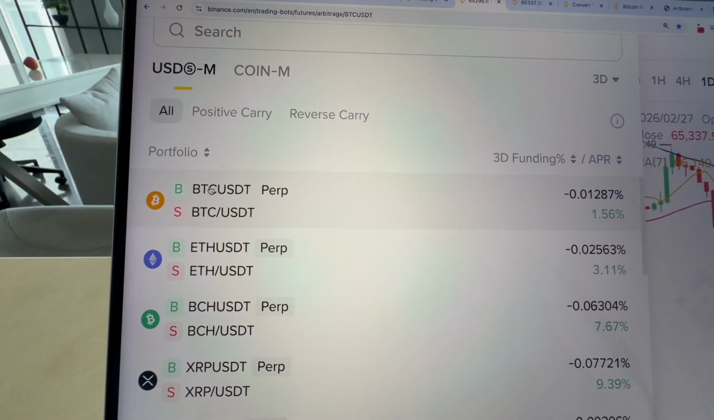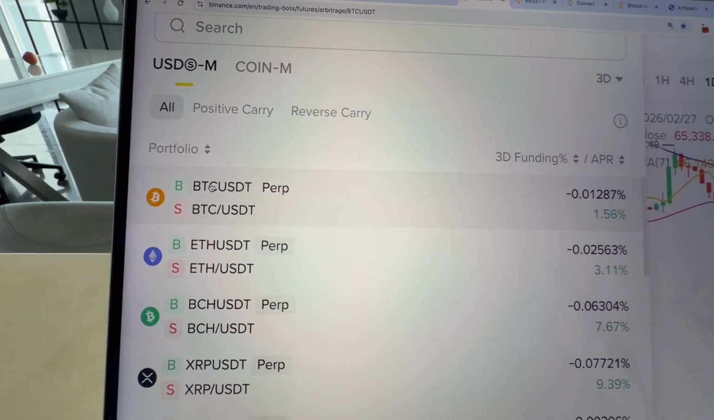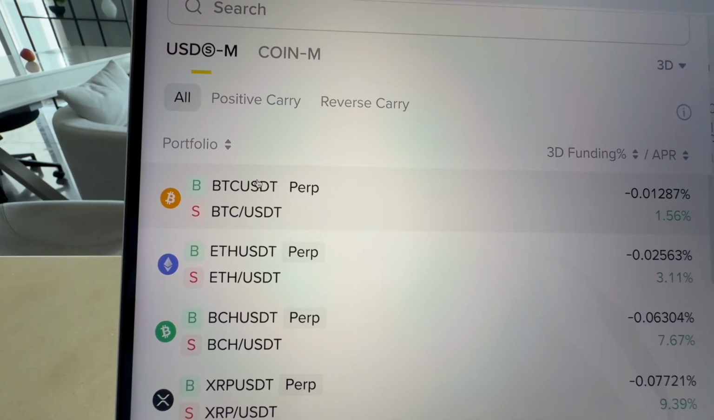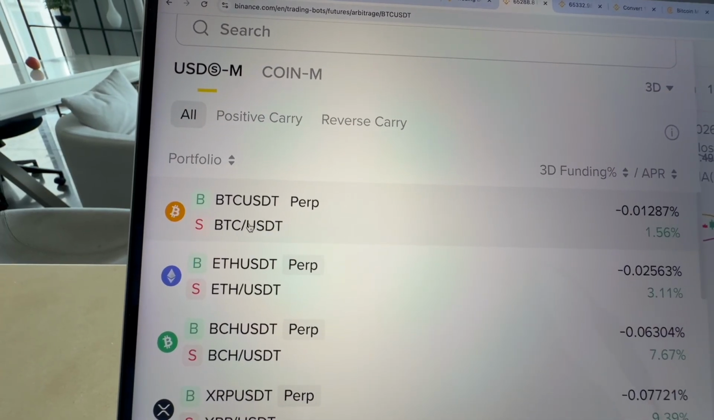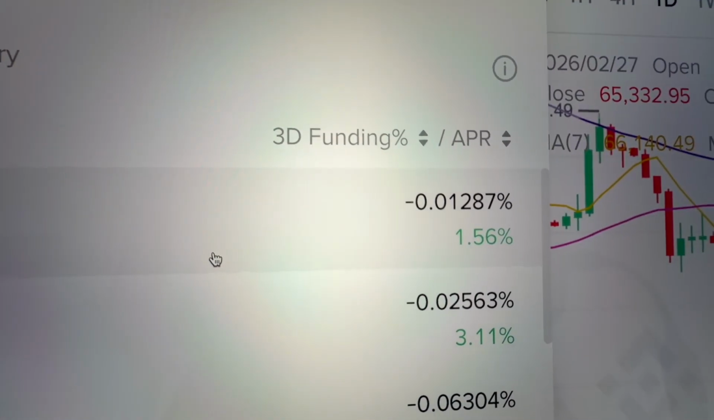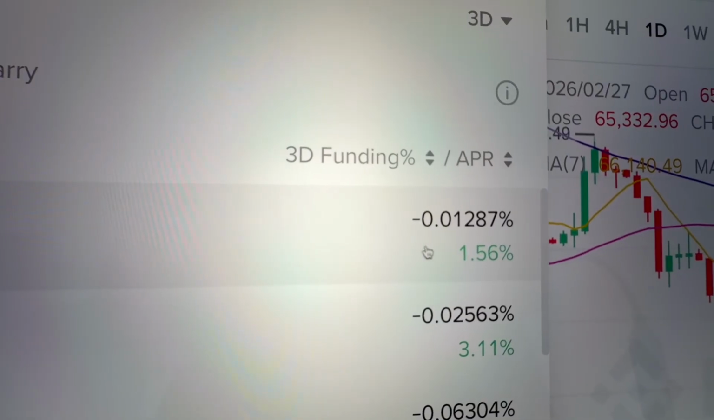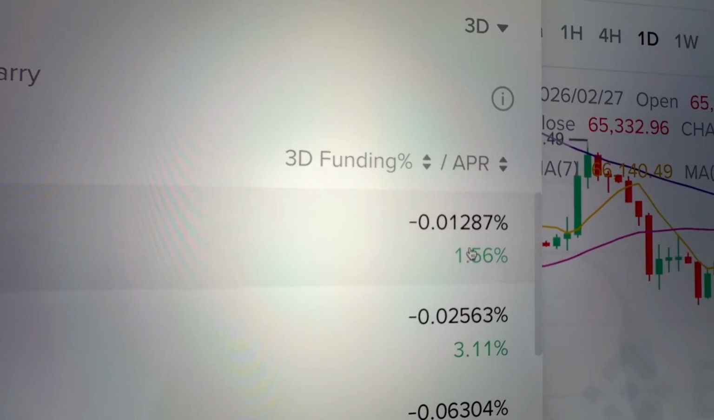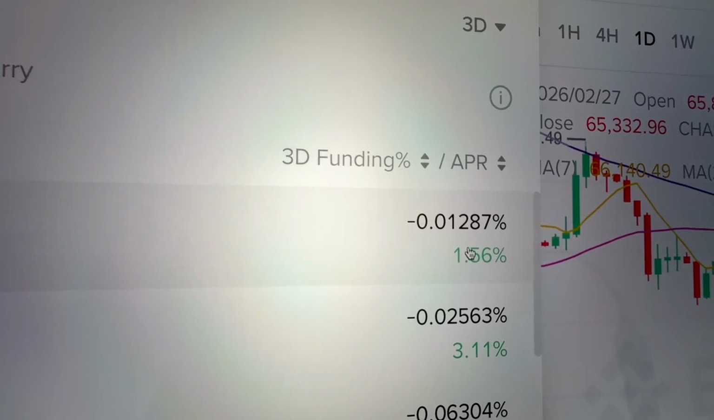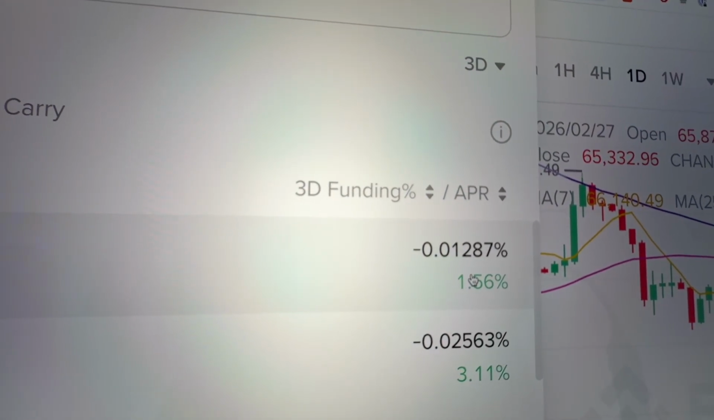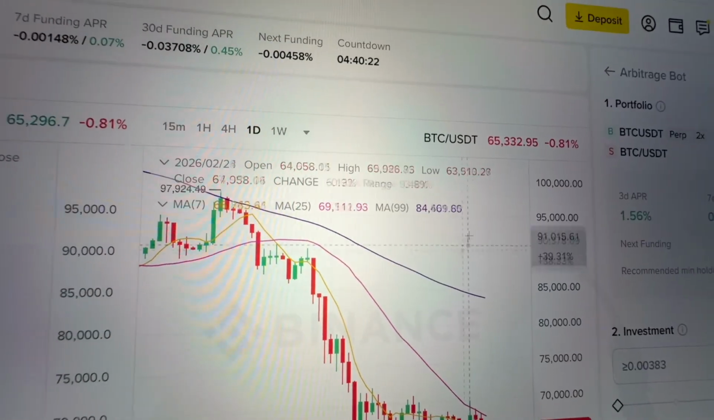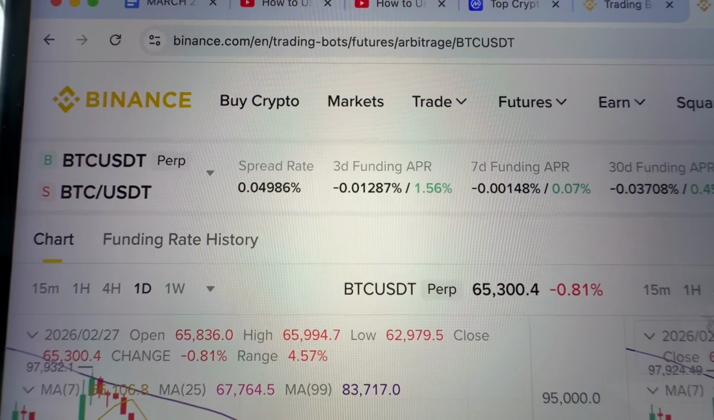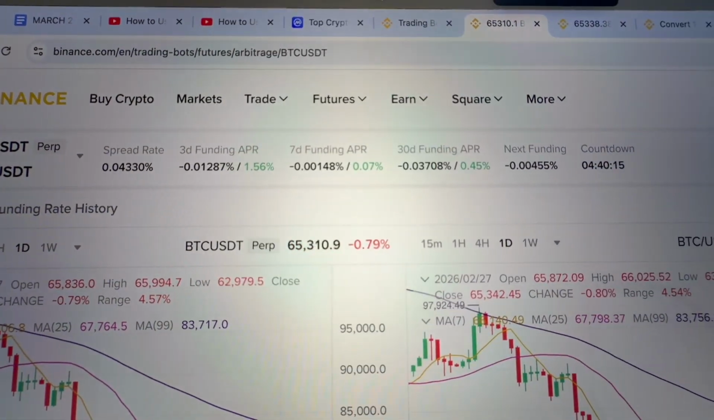For example, here, when the BTC funding fee happens to be negative, it will go long on the perpetuals and short on the spot market. However, the challenge with the Binance Arbitrage Trading Bot is that the APR, so the annual percentage rate, usually isn't very attractive. And also there is a risk that the funding fee reverses. For example, it's quite rare that the Bitcoin funding rate is negative, as it happens to be now.